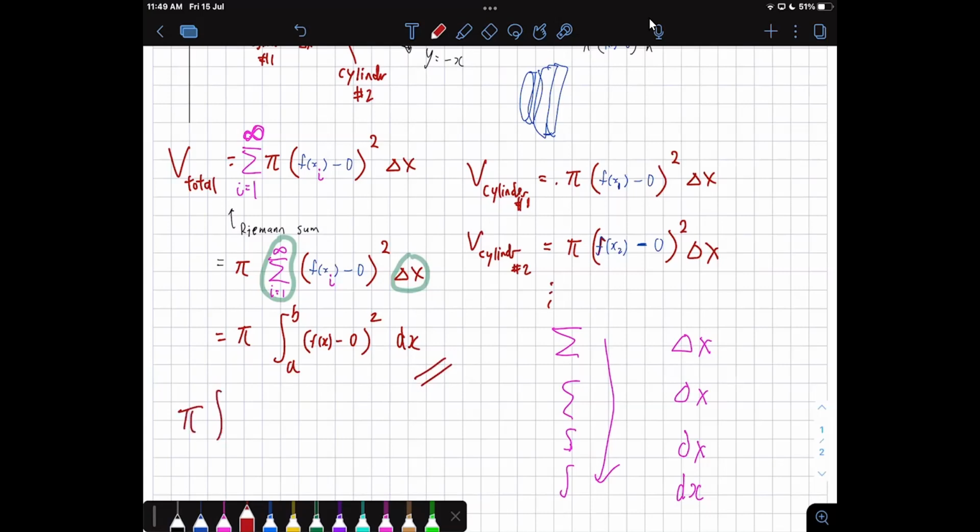Pi times the integral of the radius squared dx. dx is like your height, h. Okay? A to B. But the radius in this case, why did I purposely write down f(x) minus 0? Why don't I just write f(x)? f(x) minus 0 is just f(x). Why do I want to put a minus 0?